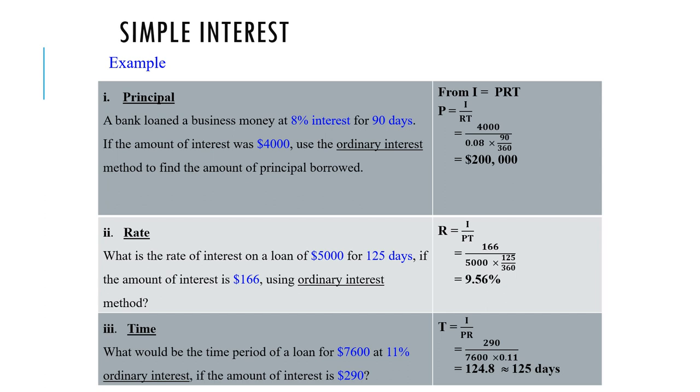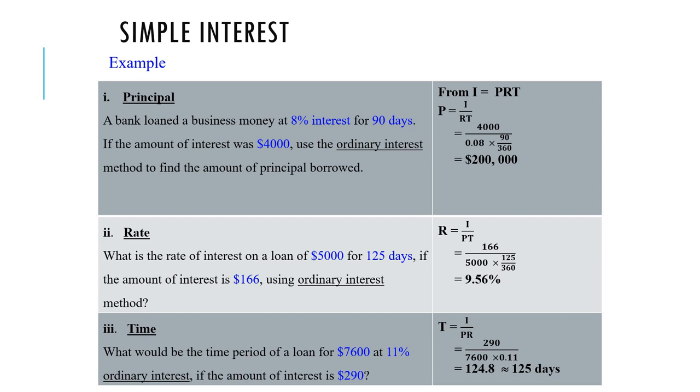What would be the time period? Now you want to find time, which means you want to find T. So if you move the formula around, the I equals PRT formula, T is equal to I over PR. So what is your I from the question? The interest is 290. Divide by principal, which is 7,600, times 0.11, which is your interest rate.